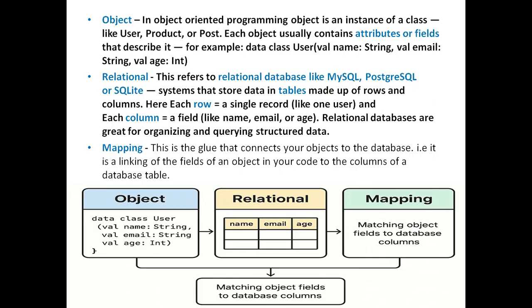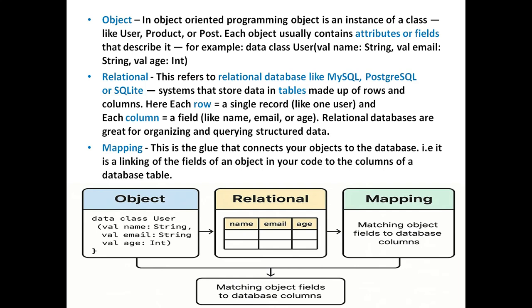Relational refers to the relational databases like MySQL, PostgreSQL, or SQLite, which are the systems that store data in tables made up of rows and columns. Here each row is a single record like one user, and each column is a field like name, email, or age. Relational databases are great for organizing and querying structured data, and mapping is the glue that connects your objects and the database. That is, it is a linking of the fields of an object in your code to the columns of a database table.